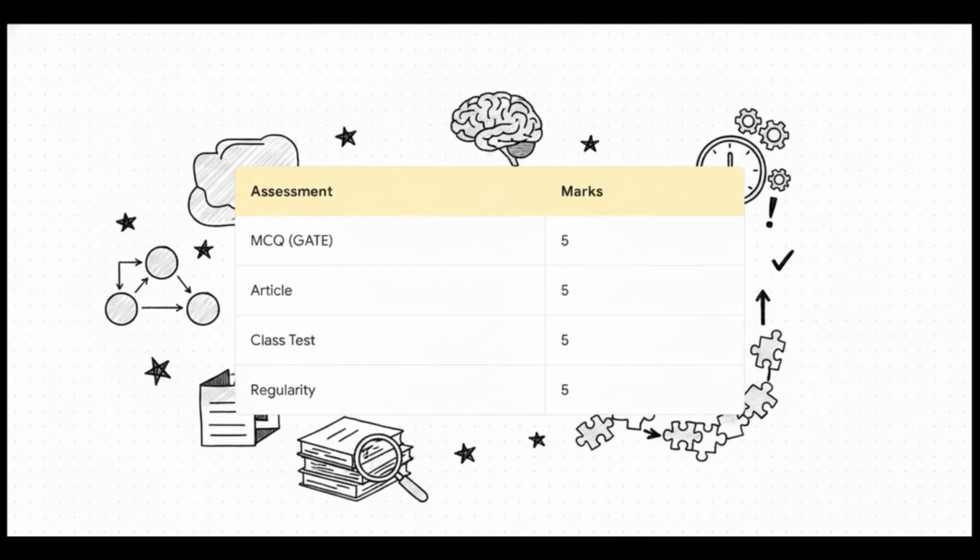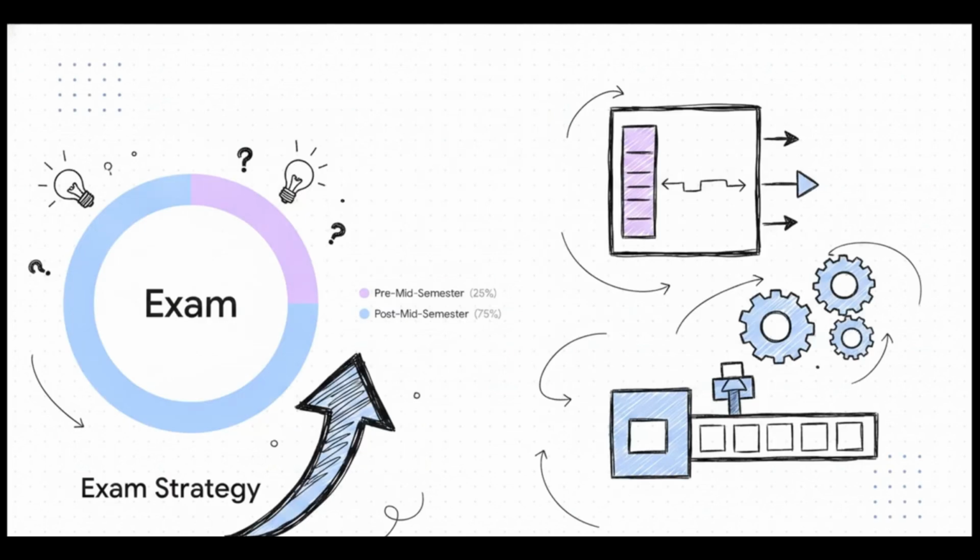Now, let's break down that 20-mark continuous assessment part of your semester, because it is highly specific. You've got 5 marks coming from an MCQ test that's modeled right on the GATE exam pattern. Another 5 marks are earned through an article reading and report writing exercise. You'll snag 5 more for a class test, and the final 5, that's just for regularity. Showing up and engaging literally builds your grades step by step. Let's move on and see how this builds your final exam strategy.